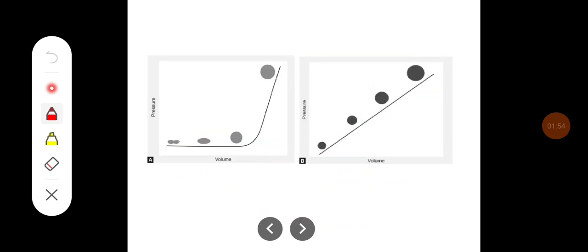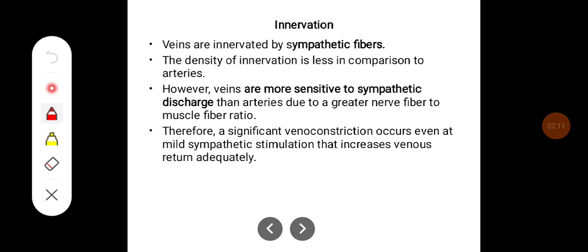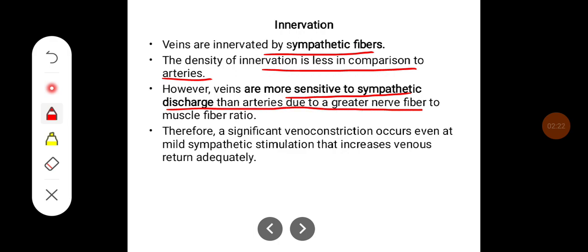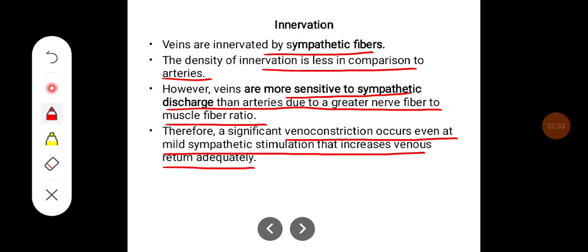Here you can see the pressure changes in the artery. It's almost like linear, whereas in the veins, the pressure is going to rise much until it reaches the critical point, and then it rises abruptly. Veins are innervated by the sympathetic fibers. The density of innervation is less in comparison to arteries. However, veins are more sensitive to sympathetic discharge than arteries due to the greater nerve fiber to muscle fiber ratio. Therefore, a significant venoconstriction occurs even at mild sympathetic stimulation that increases venous return adequately.